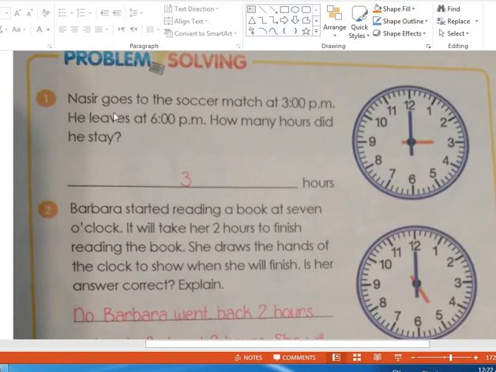Again, Nasser goes to the soccer match at 3 p.m. He leaves at 6 p.m. So how many hours did he stay there? I make 6 p.m. minus 3 p.m. 6 minus 3 will give me 3 hours. He stayed there 3 hours.